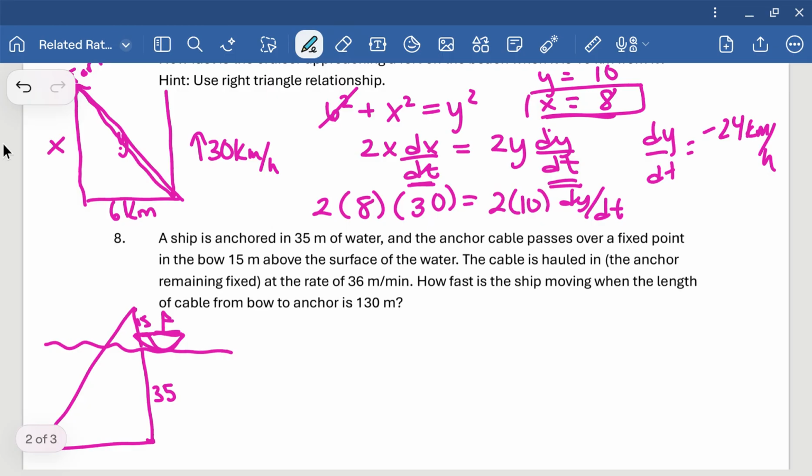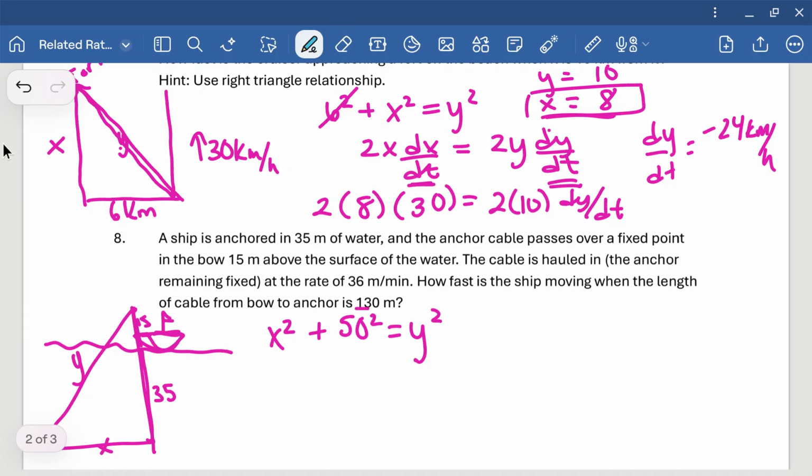So we're going to call this point Y for now, and this point X, and we can do the same thing we did in that previous question. We can set up our system. So we'd have x squared plus, and then our other side would be 35 plus 15, so 50 squared equals y squared. And then we can do what we were doing before. We can also solve for our other unknown.